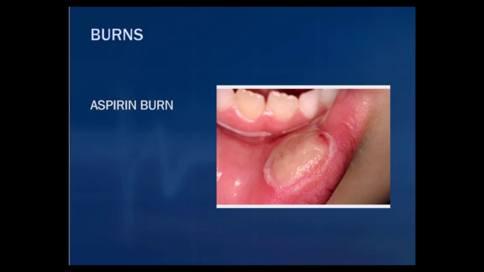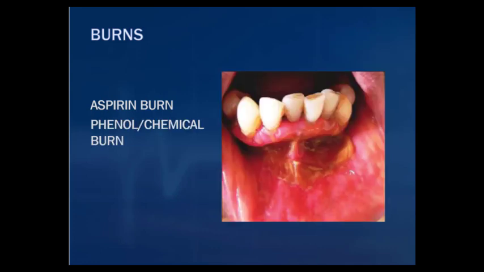Phenol is used in dentistry sometimes, and it can cause a chemical burn. Another way that we get a chemical burn would be with the use of etchant. So if you guys are using etchant and you get that etchant on the tissue, it can cause a really nasty chemical burn. So you really want to make sure you're isolating well, you're being particular about where you're placing that etchant, and then you're rinsing it very thoroughly when you're doing your sealants.